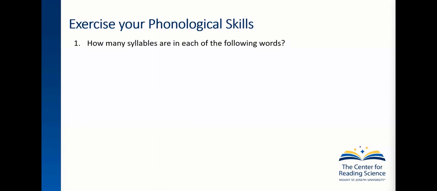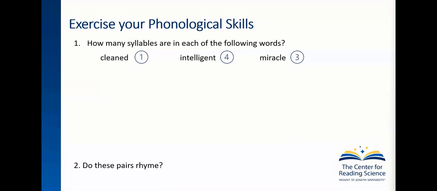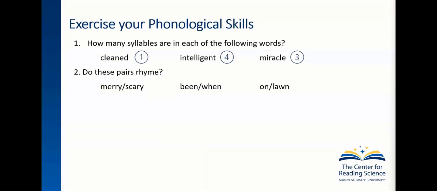How many syllables are in each of these words? If you said one for cleaned, you were correct. Intelligent for miracle, 3. Now listen to these pairs of words and say whether or not they rhyme. Merry, scary. Yeah, they rhyme. Been, when. No, they don't rhyme. On, lawn. Yes, those pairs of words rhyme.